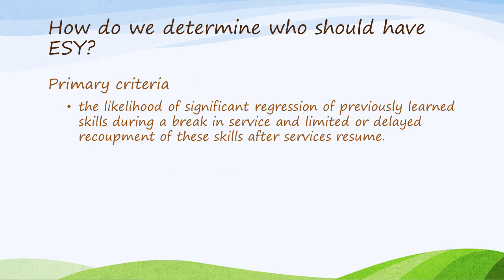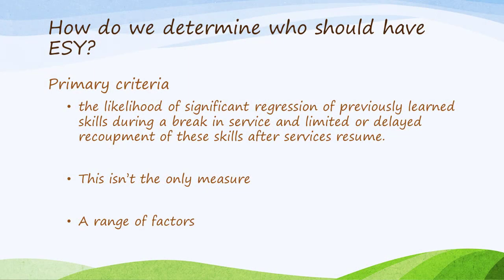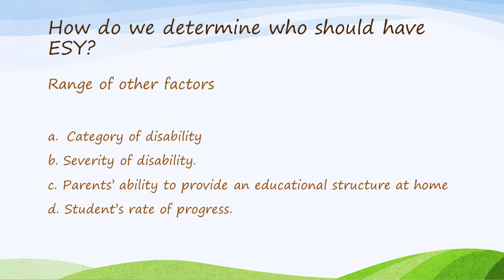The primary criteria in determining a student's need for ESY services are the likelihood of significant regression of previously learned skills during a break in services and a limited or delayed recoupment of these skills after services resume. But let's be clear that this isn't the only measure. And teams will need to consider a range of factors. These other factors include the category and the severity of disability, the parent's ability to provide an educational structure at home, and the student's rate of progress.